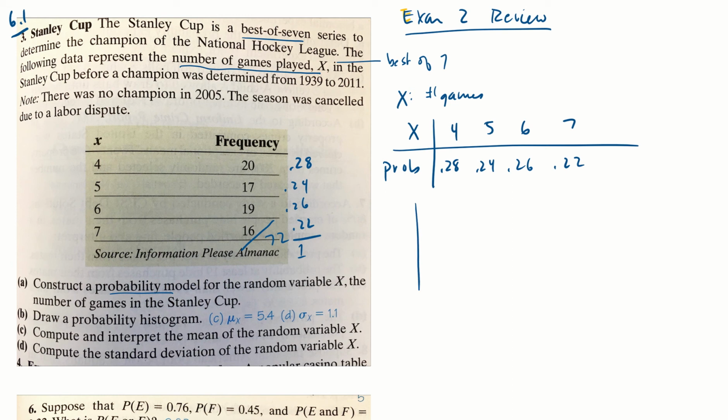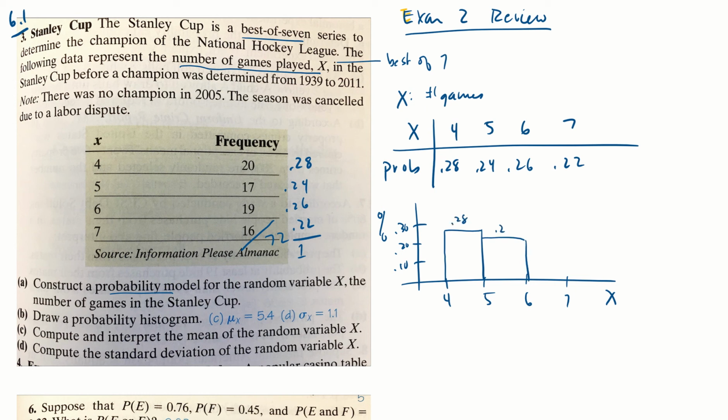A probability histogram just looks like this. We can call this X because I defined it up here, and this is the percent. So we go 4, 5, 6, 7, and then we'll go, how about this? Let's go 30%, 20%, and 10%. So 4 would be 28%, 5 would be 24%. Always a good idea to write those up there. 26% for 6, because remember the 7 goes into the next one. 22%.